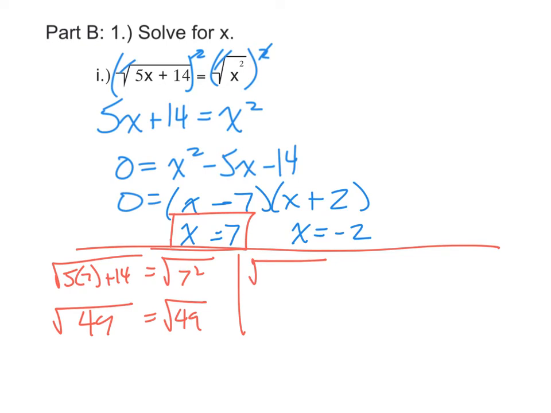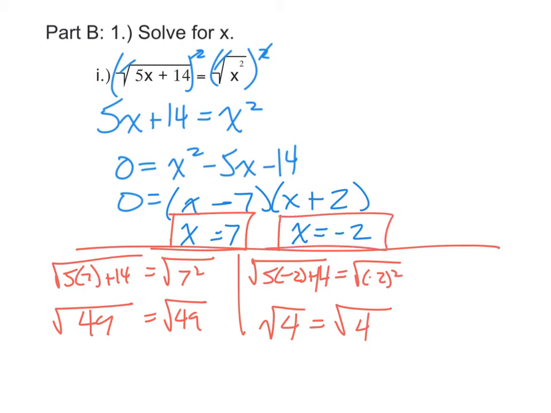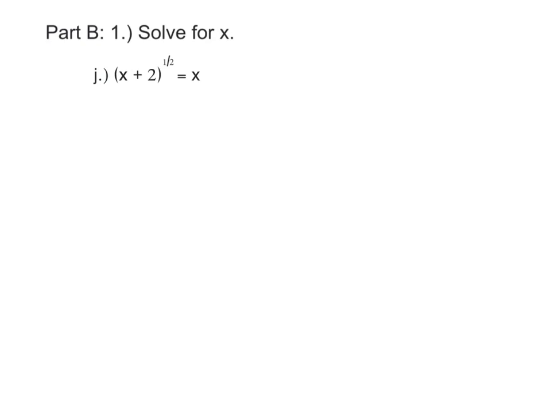So plug it in. Is the square root of 5 times negative 2 plus 14 equal to the square root of negative 2 squared? 5 times negative 2 is negative 10, plus 14 is 4. So we have the square root of 4. And on the other side, negative 2 squared is also 4. So it does work out. In this case, we have two solutions.